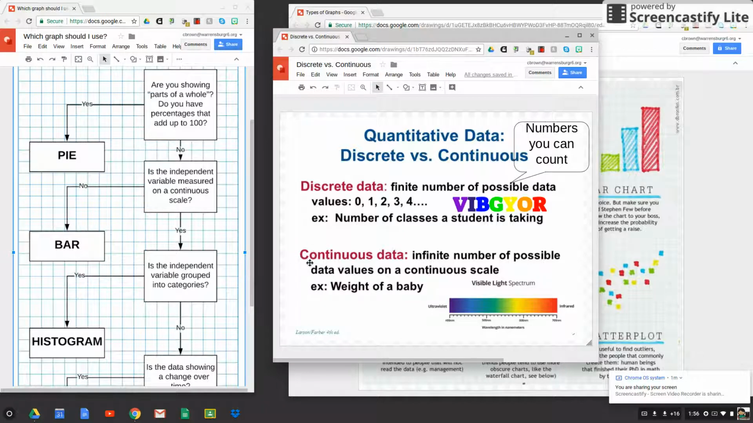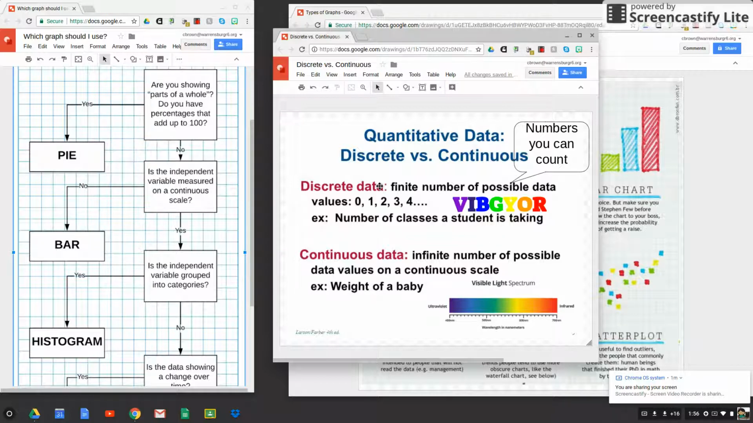On the other hand, we have continuous data. With continuous data, we have an infinite number of possible values. The weight of a baby could be many, many numbers, including really large decimals we could keep going to. My picture here shows you the visible light spectrum, and it's a continuous line showing you all the colors, and each of these colors has a different wavelength attached to it. The left is 490 nanometers, the right hand side is 700.